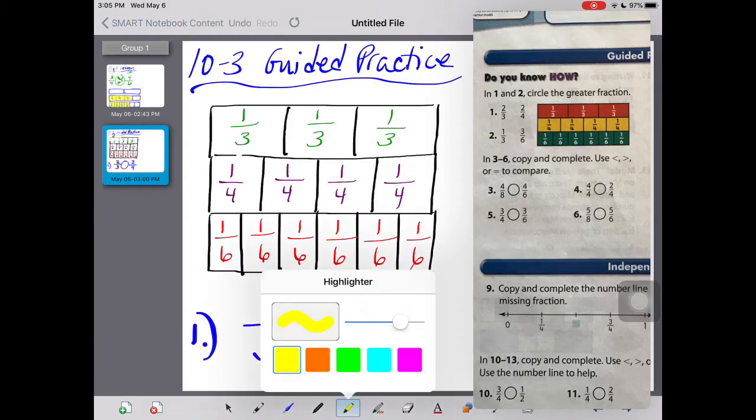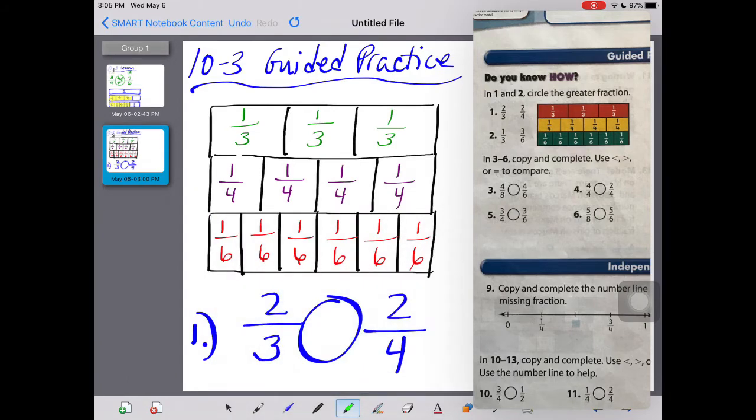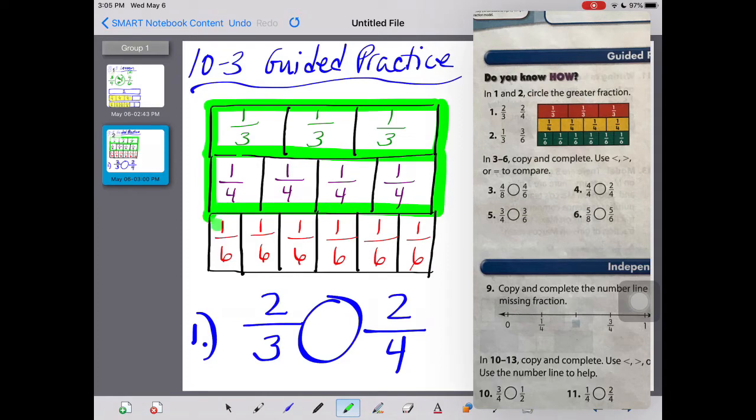So for instance, we've got one whole here. Let's say that's one whole pizza. We've got another whole pizza right here and another whole pizza right here, okay? But if you notice, each one of those pizzas has been divided up, partitioned off equally, but in different amounts. So the first one in thirds, because we have 1, 2, 3. Second one in fourths, 1, 2, 3, 4. And the third one in sixths, 1, 2, 3, 4, 5, 6.